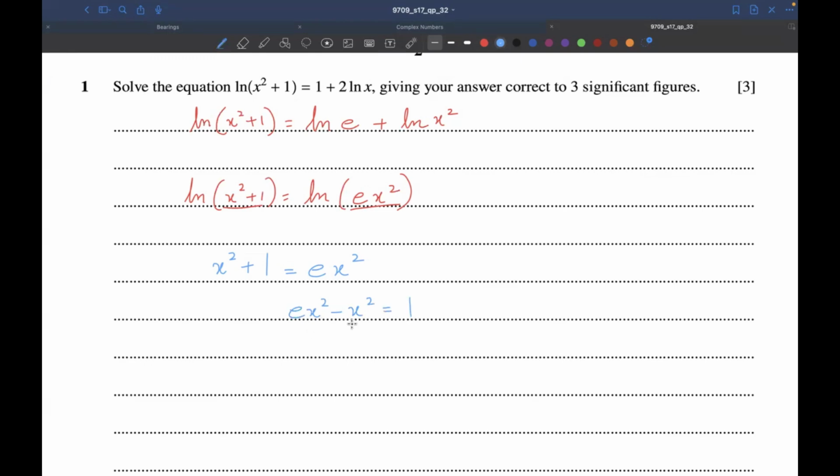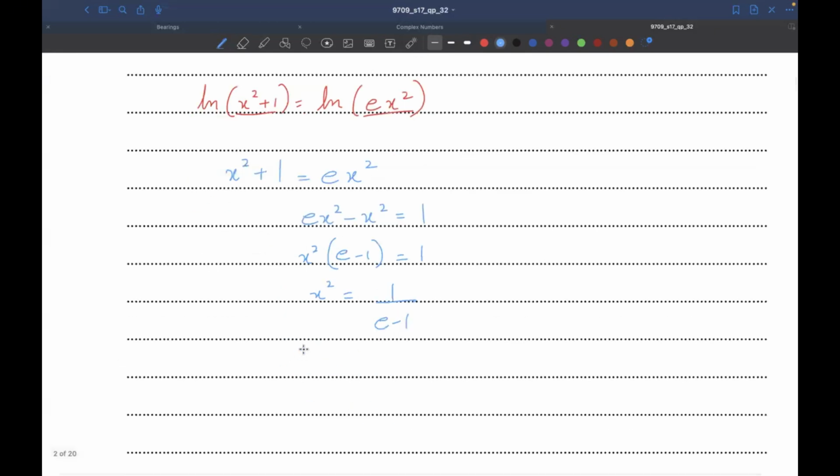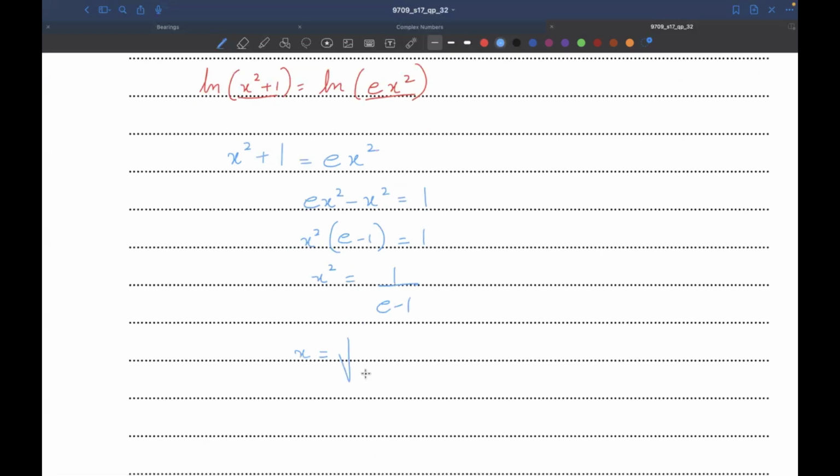If we take x squared common, that will become (e minus 1) x squared equals 1. So x squared will be equal to 1 upon e minus 1. And finally, to find the value of x, we'll write it as square root of 1 upon e minus 1. Substituting this in the calculator, we'll get one answer, that will be 0.763, and the other answer will be a negative, as it is a square root, so we'll ignore the other value, and this will be the final answer.